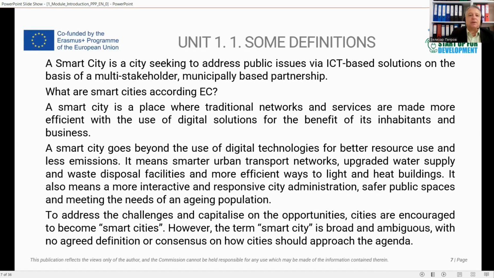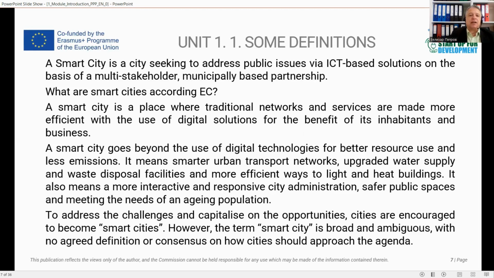A smart city goes beyond the use of digital technologies for better resource use and less emissions. It means smarter urban transport networks, upgraded water supply and waste disposal facilities, and more efficient ways to light and heat buildings. It also means a more interactive and responsive city administration, safer public spaces, and meeting the needs of an aging population.